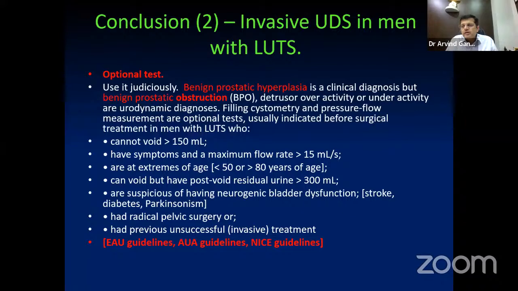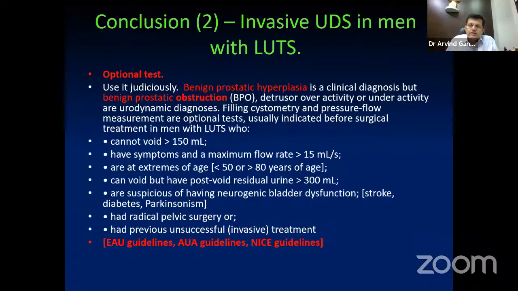Benign prostatic hyperplasia is a clinical diagnosis, but BPO, that is benign prostatic obstruction, detrusor overactivity, or underactivity, let me remind all the postgraduates, is a urodynamic diagnosis. BPH is a clinical diagnosis. Filling cystometry and pressure flow measurements are optional tests, as I told you, as are UPP and the EMG. There are very few indications where you are going to do them. Most of the time you will be doing CMG and uroflowmetry.